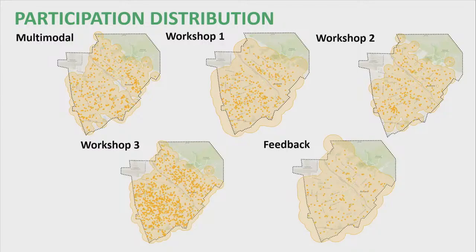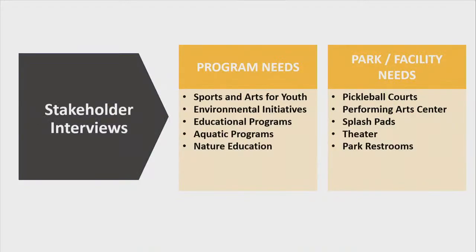When we did the multimodal survey, we had a great distribution. Workshop 1, 2, 3, even the feedback responses were from members all across the community. So I know I'm getting a good geographic distribution of participants all across the community, not just in one area.